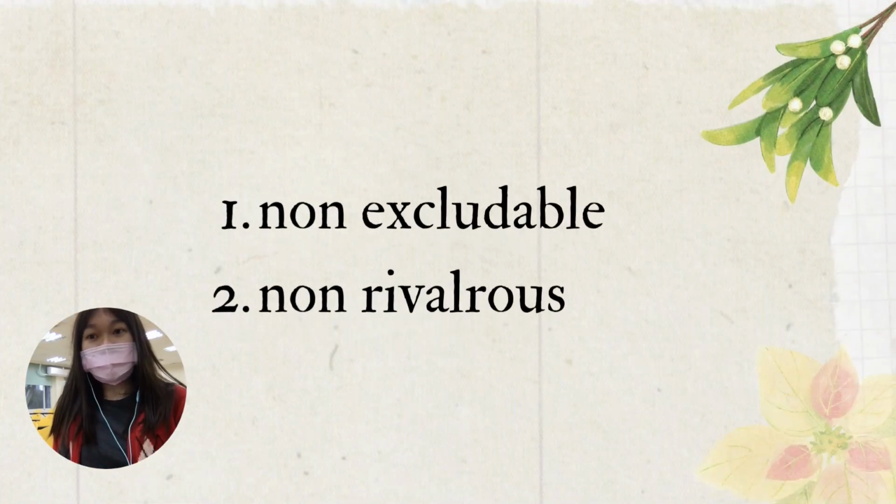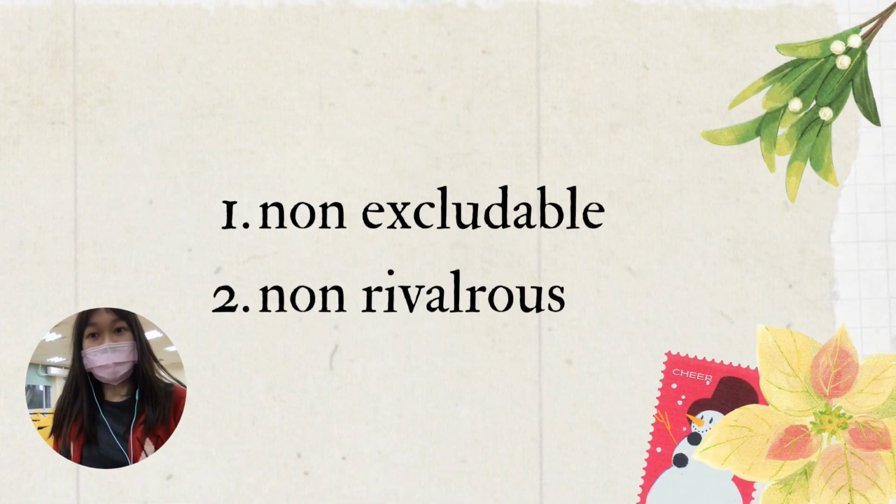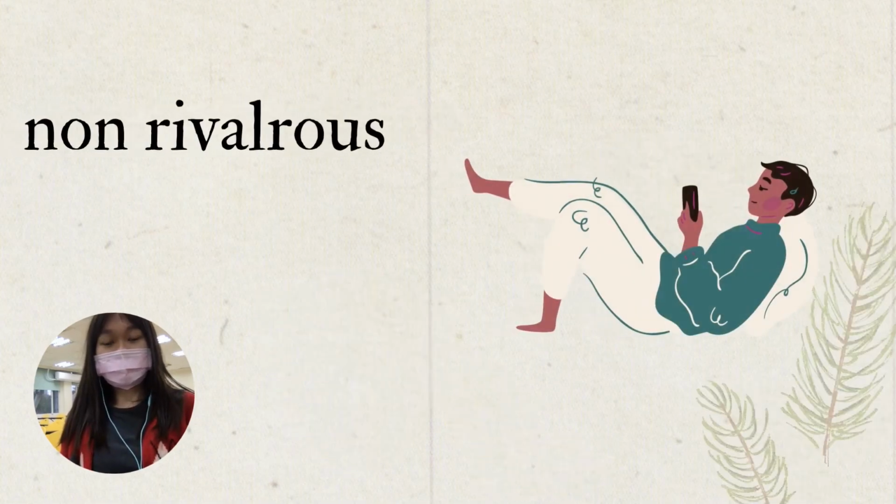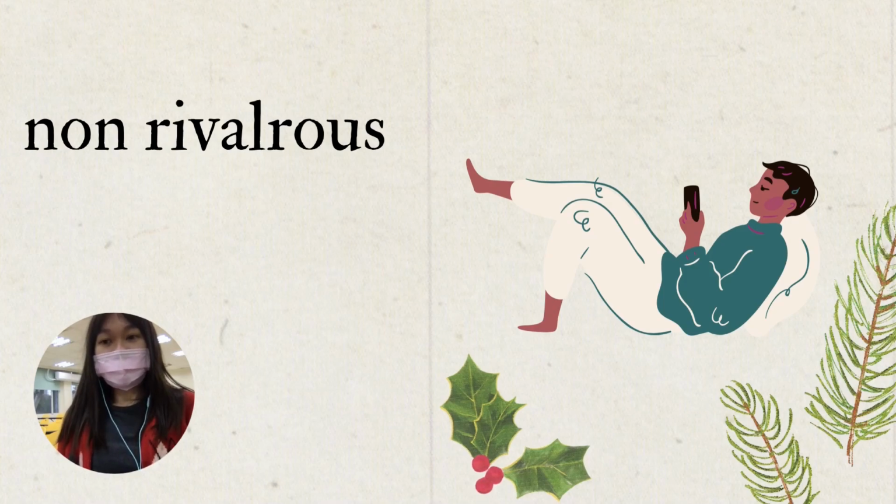To start off, there are two characteristics that are required for being a public good, and I'm also going to be giving two examples of public goods. The first one is non-excludable, and the second one is non-rivalrous. Non-excludable means that people cannot be prevented from using the goods, that they are available to everyone free of charge. Non-rivalrous means that public goods are consumed by people but their supply is not affected by people's consumption.